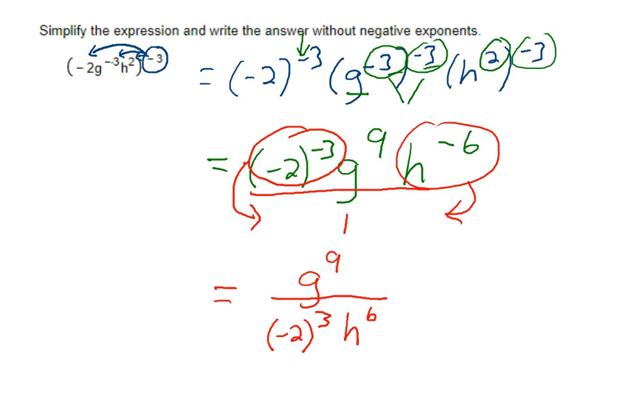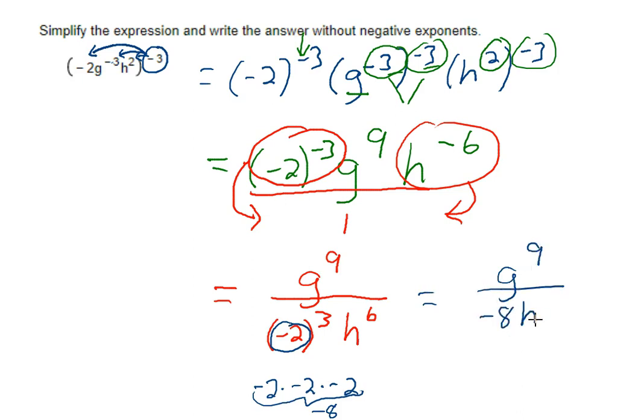And so now we're going to evaluate this because we want to simplify the numbers here. So -2 to the 3rd power, now that it's a positive exponent, I can evaluate this. I just take -2 and multiply it to itself 3 times. And that's going to give me -8 when I do that. Right? Negative times a negative times a negative is negative. 2 times 2 times 2 is going to be 8. And so I'm going to get g to the 9th on top. We'll have -8 on the bottom, and then h to the 6th power. And this meets all the criteria, right? One of each variable, no negative exponents, and we simplified the number.